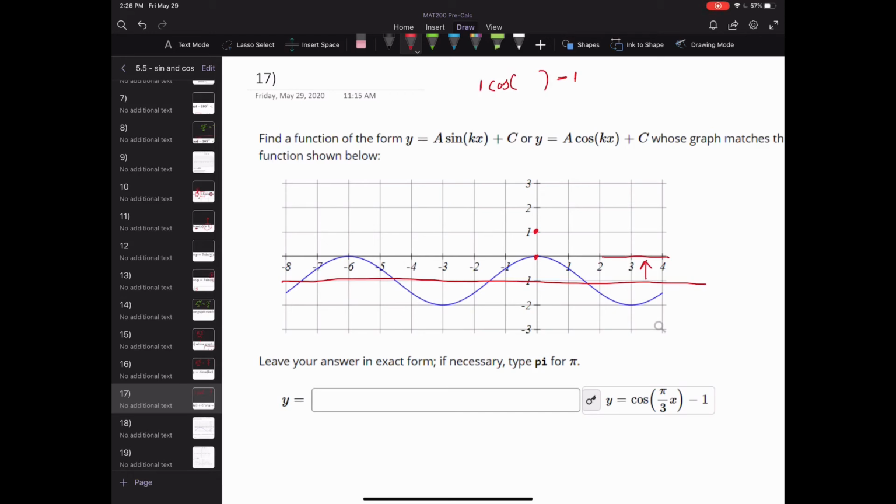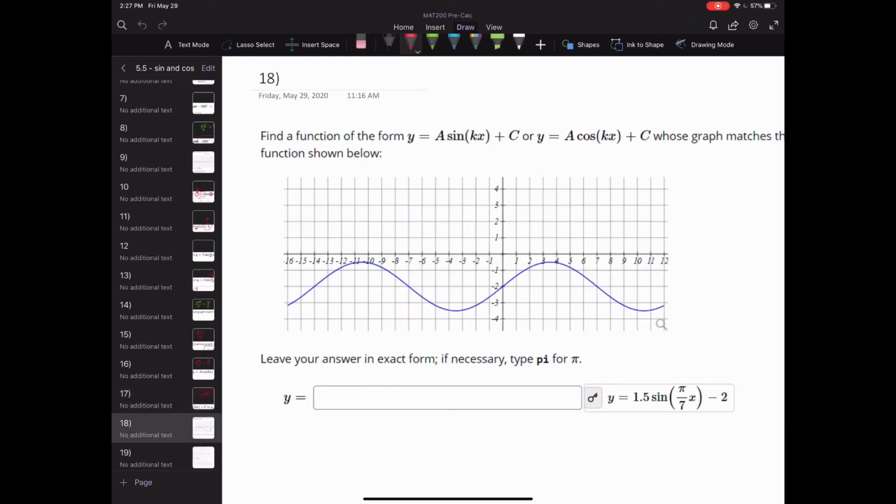And let's see how long it takes. So one period, I'm looking at this side, and it's 6 units. So that's 2 pi over 6, which is just a third pi. So I'm just going to put pi over 3x. And I don't see any horizontal shifts. So this is our answer. And it is the same thing as down there.